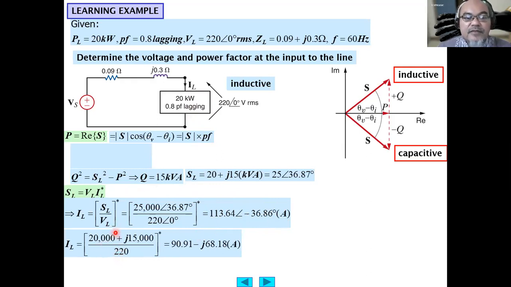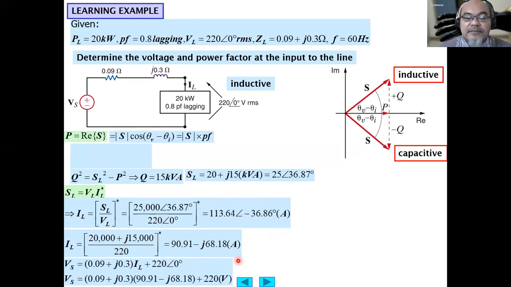Then IL can also be obtained from 20,000 watt power plus j15,000, divided by 220, conjugated. So this is in complex format. So this equals 90.91 minus j68.18 ampere. So this is expressed in complex format, while the other is expressed in phasor format.